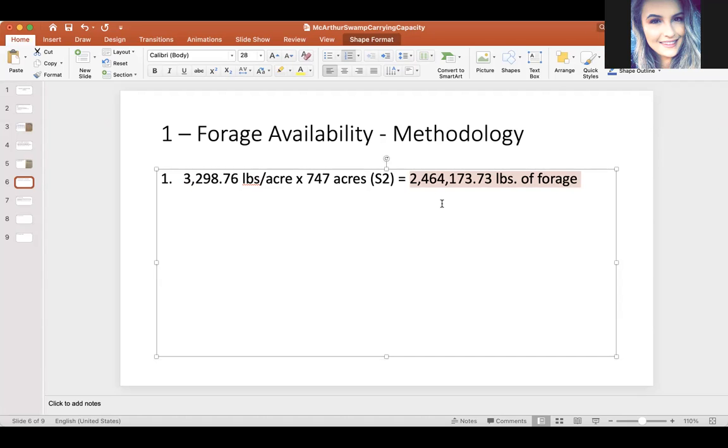Yeah, it's correct, Dr. Jelly. Okay, great. Okay, so that means that there's about 2.4 million pounds of dry matter still left in pasture S2. So those are the values that we're going to start with.